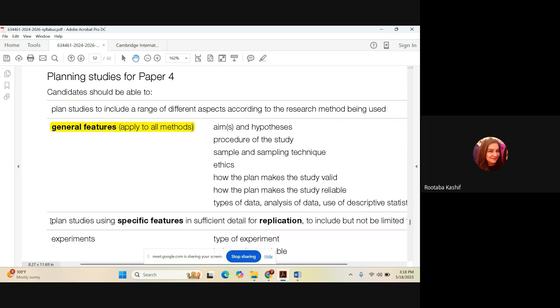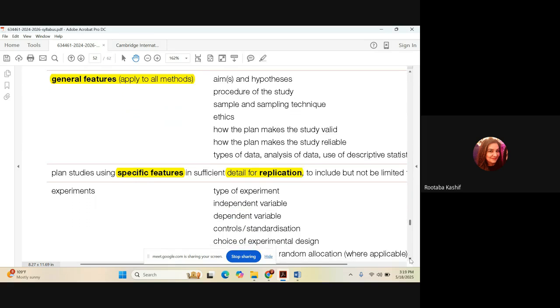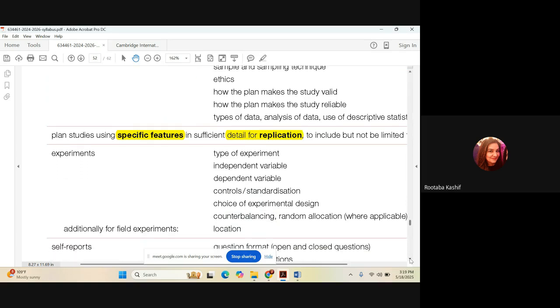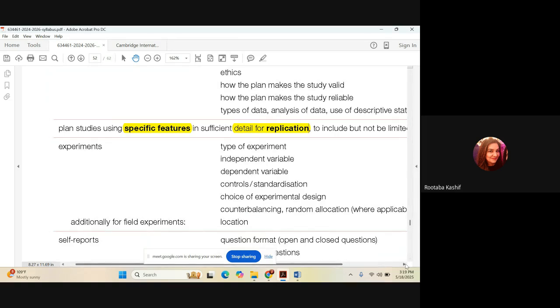The second thing that's important is the specific features. These are the features that are specific to each research method. They should be described in sufficient detail for replication. That basically means that if somebody wants to do the experiment or the interview or the correlation study, they should be able to replicate your design. So it should make sense. It should be doable, right?